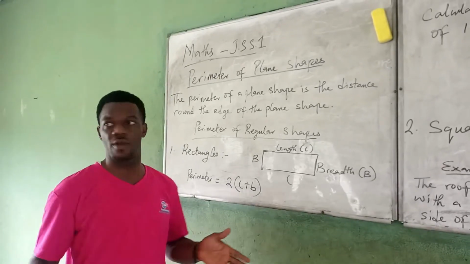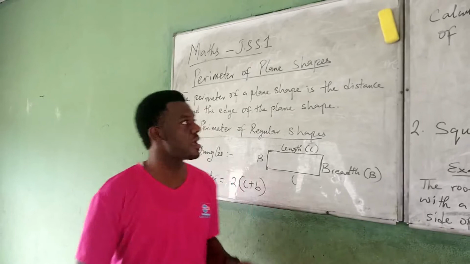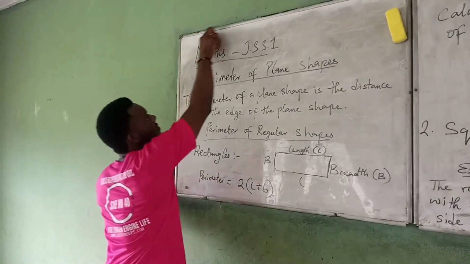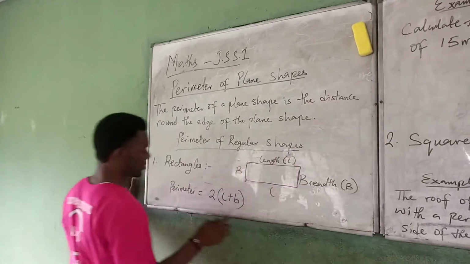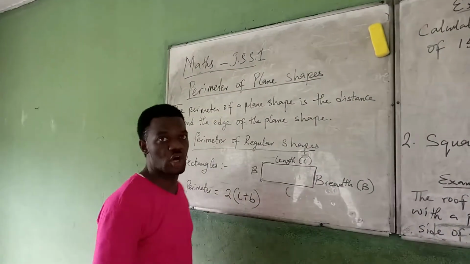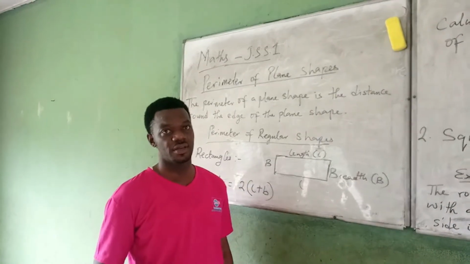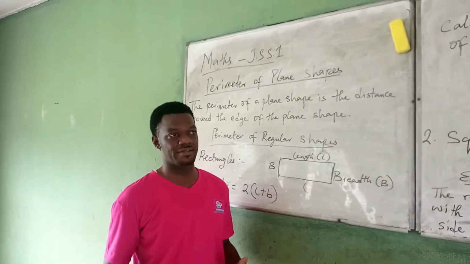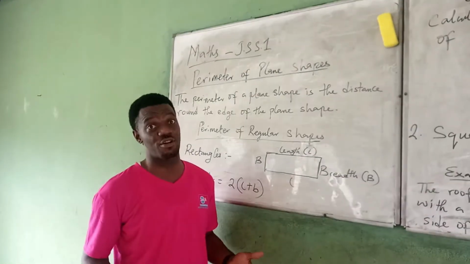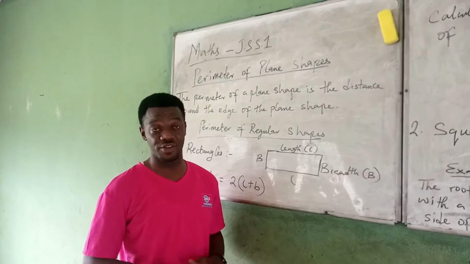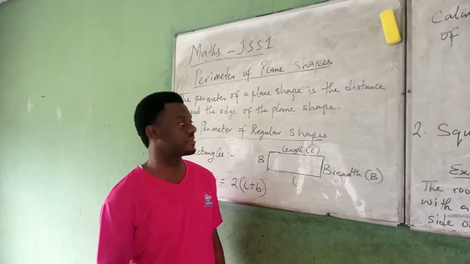If I want to measure the perimeter of this board, I have to talk about the distance round this whiteboard. That is the perimeter. So the distance round is the perimeter. There is a form of plane shape, a circle. In a circle, we don't normally talk about the perimeter, we talk about the circumference. They are just the same. So the perimeter is the distance around the shape.